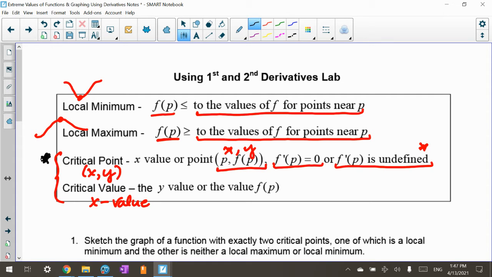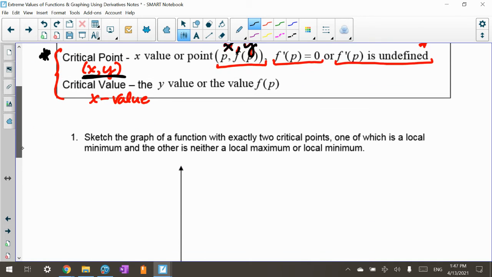So I just wanted you to know sometimes a distinction is made between critical value and critical point. I remember once in college, I gave my professor the point. He said, I wanted the value, I only wanted the x value, and he marked it wrong. I won't do that to you. I just want the whole point.